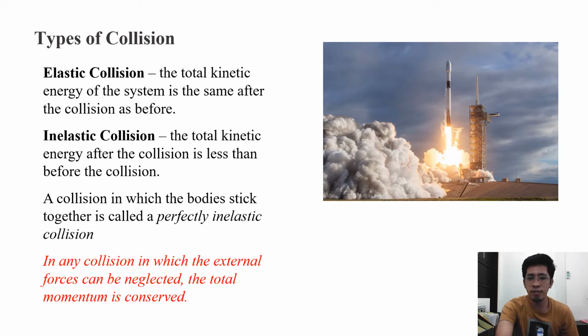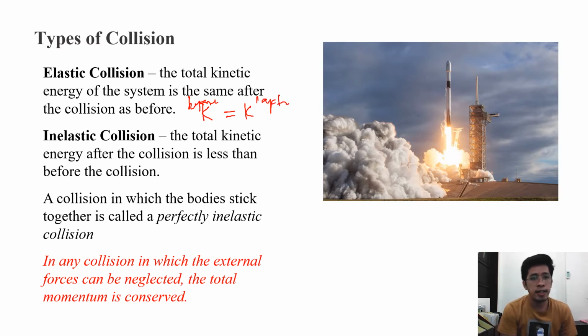So we actually have two types of collision. We have the elastic collision. When we say elastic collision, the total kinetic energy of the system is the same after the collision as before. That means the kinetic energy of your system is equal to your kinetic energy prime, where this is before collision and this is after collision.